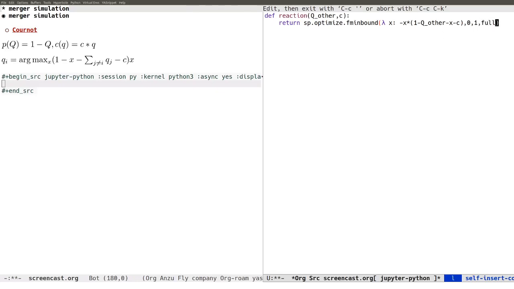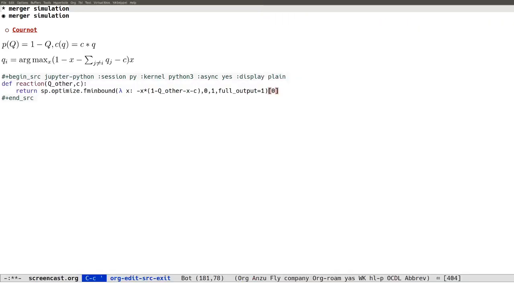And we're going to specify full output is equal to 1. If you want to see what that does, look at the documentation. You simply use sp.optimize.fmin_bound with a question mark, and it will tell you what it is. And basically from this optimization routine, we want to have the first element of what it returns. So this is the reaction function.